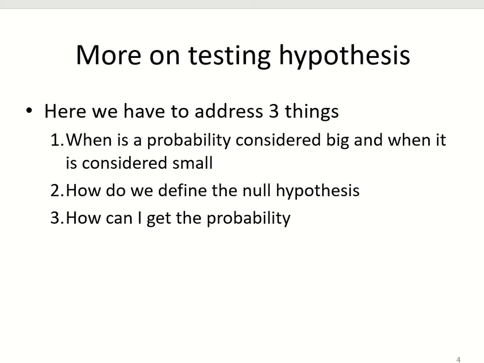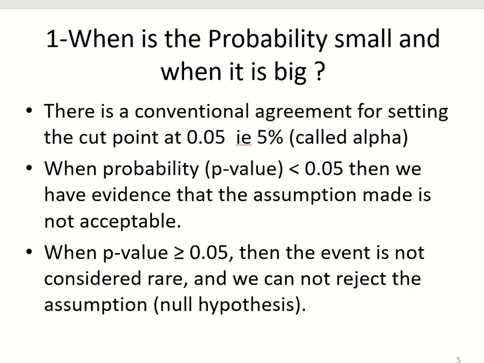We're going to address it again, but this time in the slides. How do we define the null hypothesis and how can I get the probability? Hopefully I already addressed all of this at the beginning, but here we're going to come back to them in the slides. So when is the probability small and when is it considered big?